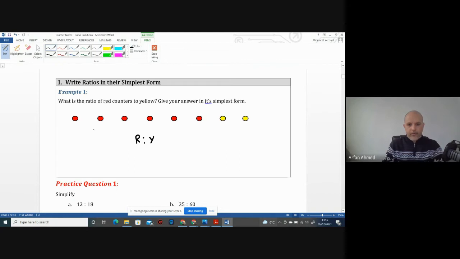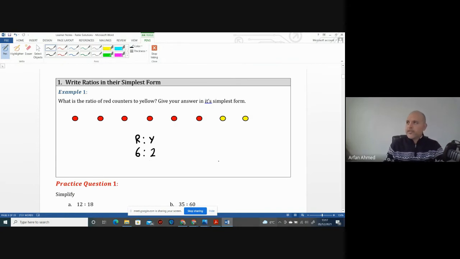So how many red have we got? 1, 2, 3, 4, 6. And we've got 2 yellow. Is that a final answer? No, double check. What's it asking for? What is the ratio of red counters to yellow counters? All right, we've written that, but it also says give your answer in its simplest form. So you have to simplify this.